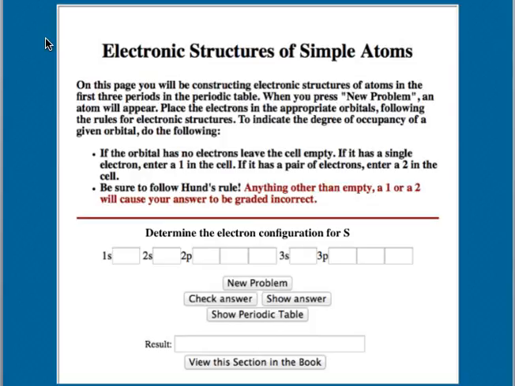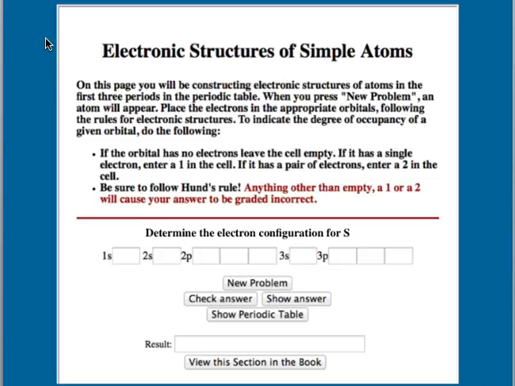This is a tutorial, the one everyone's been waiting for, electron configuration. It's a little tricky. Again, these are limited only to periods 1, 2, and 3. What you do with this is each of these are little fields, and you're going to enter a 2, a 1, or nothing. That's it. If you enter anything else, it's wrong.